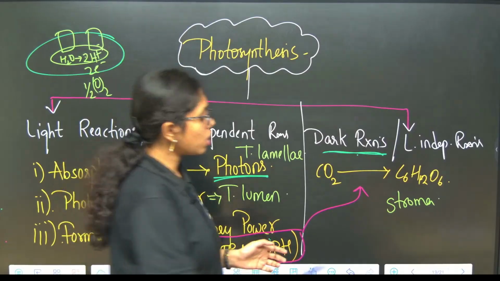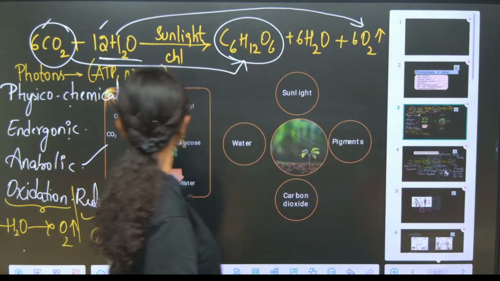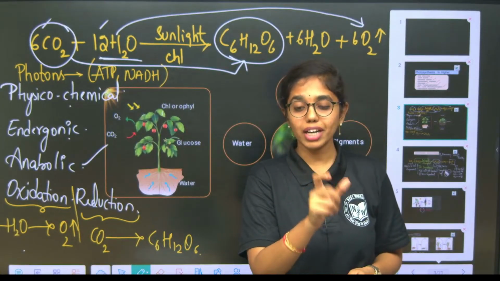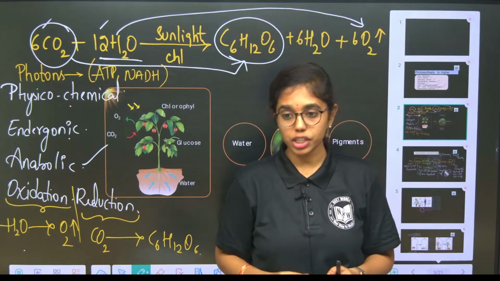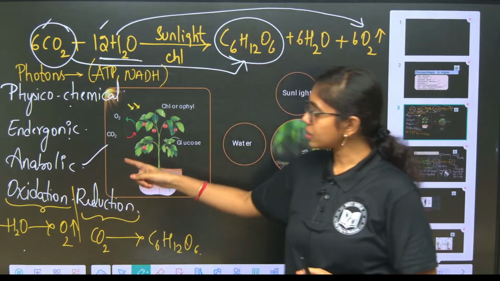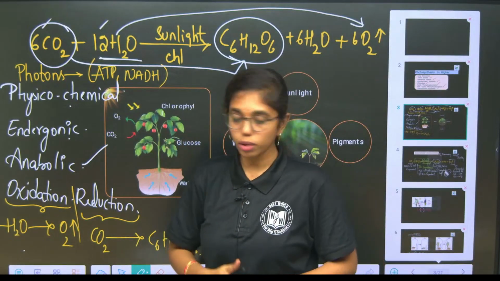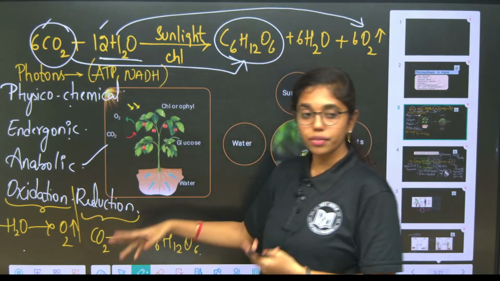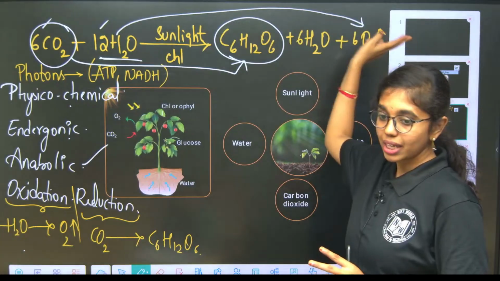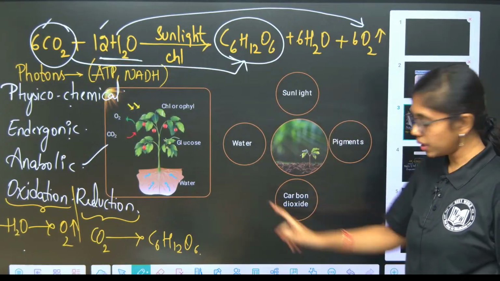First, synonyms of photosynthesis. Photosynthesis is also called a physico-chemical reaction. Why? Because photons, a physical form of energy, are converted to a chemical form of energy, ATP and NADPH. Second, it is also called an endergonic process. Third, it is an anabolic process, because from simpler molecules a complex glucose molecule is synthesized. It is an oxidation reduction reaction, wherein water is oxidized to oxygen and carbon dioxide is reduced to glucose. Clear with all the synonyms?